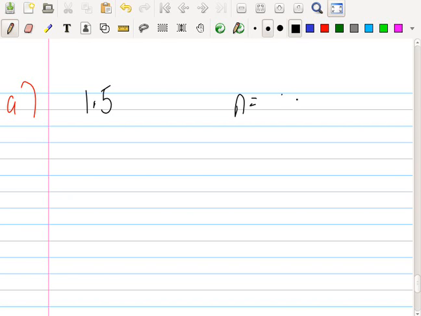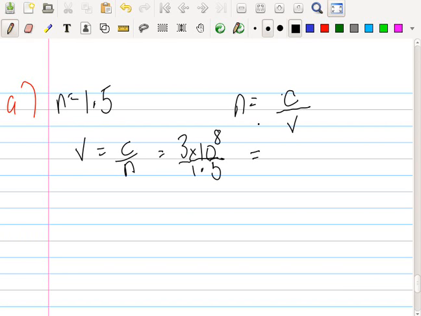N equals... Now, what does he want? He wants V. V equals C over N. What's the C? 3 times 10 to the 8. And what's the N? Please calculate. No, don't. Please just. Blad, are you writing anything down? It's two times ten to the 8. Thank you.